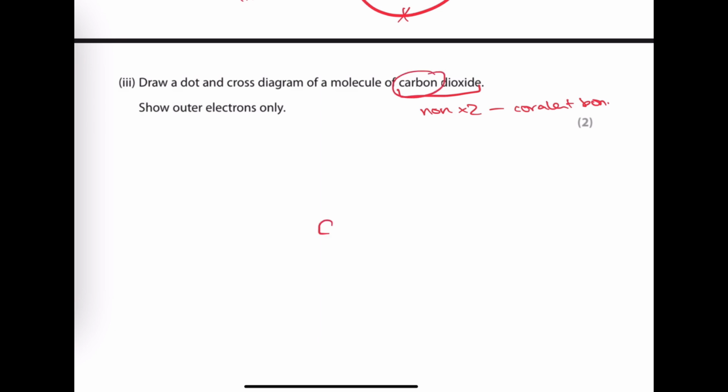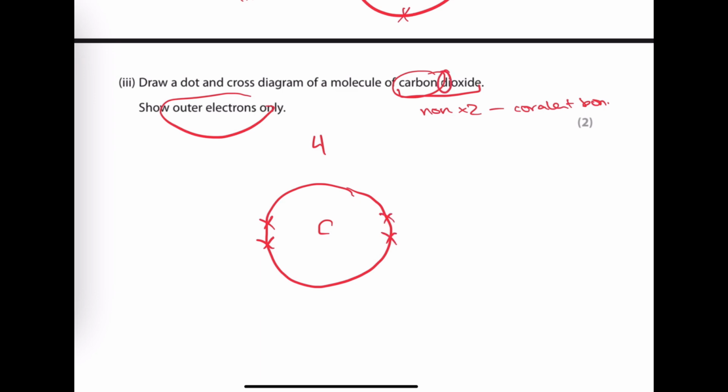We do the carbon in the middle, which is over here. We only show outer electrons, so we already established that there is 4. So let's put it as 1, 2, 3, and 4. And we know it's dioxide, so there's 2. So we'll put 1 on either side. So we'll do here and here. So we have oxygen over here and oxygen over here.